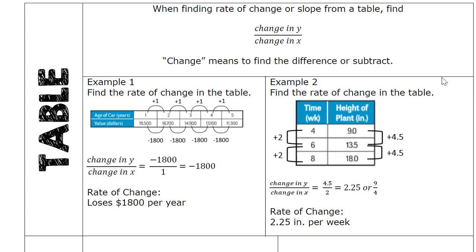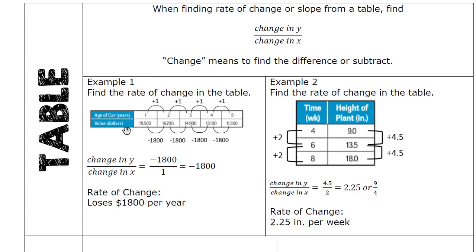When finding the rate of change or slope from a table, you'll need to find your change in y over change in x, just like every other time. Remember that change means to find the difference, or to subtract. So looking at our example, the age of a car in years versus value in dollars.